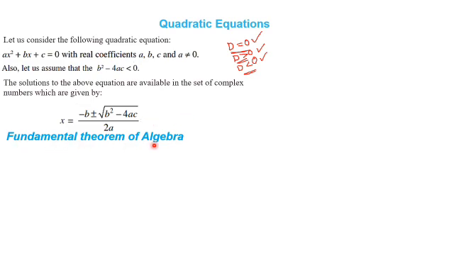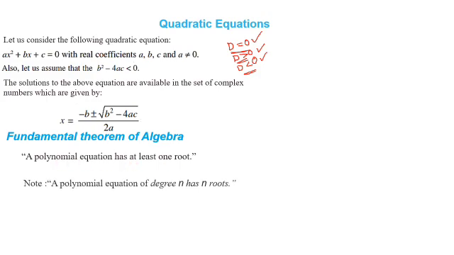And next is the fundamental theorem of algebra. Fundamental theorem of algebra says a polynomial equation has at least one root. For example, a quadratic equation means degree 2, so it will have two solutions. A cubic equation means degree 3, so it will have 3 roots. So we must note that a polynomial equation of degree n has n roots. As I said before, if degree 2, the number of solutions will also be 2. If degree 3, the number of solutions also will be 3. And if degree n, the polynomial equation will have n roots.